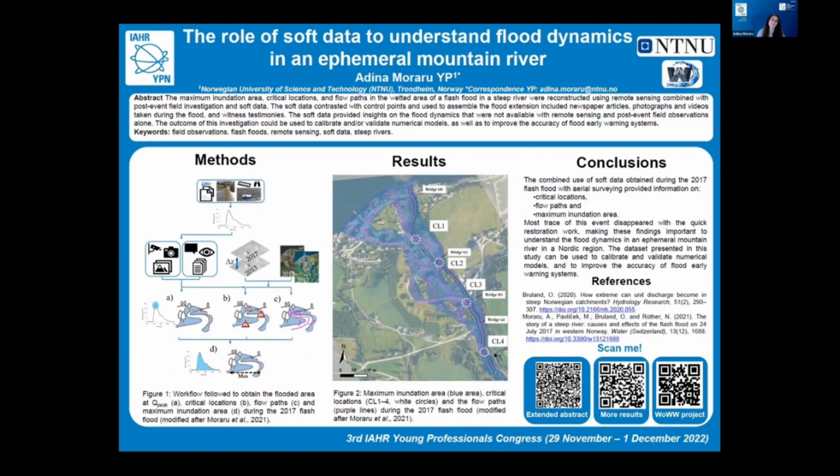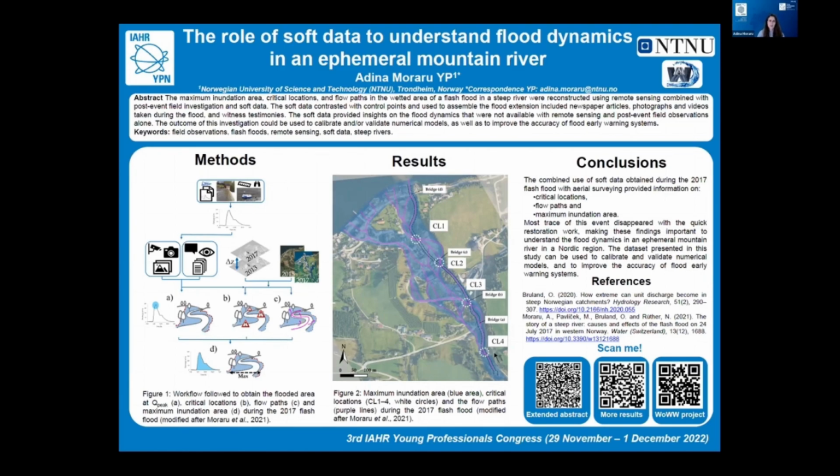Figure 2 in the center of the poster shows the results, with maximum wetted areas in blue. The critical locations, numbered CL1 from upstream to downstream, are indicated by white circles, and the preferential flow paths are marked by purple lines. Two of the critical locations, namely CL2 and CL3, were located near bridges, and the other two critical locations were near a bank with very fine material that was easily erodible. The preferential flow paths showed that the erosion occurred mainly in the left floodplain.